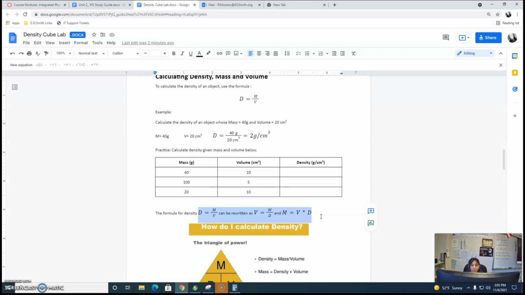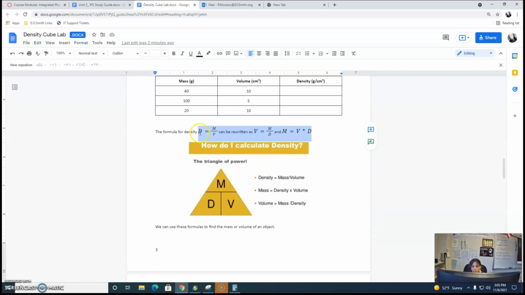Okay? And depending on what we're trying to find, we're always going to work with these three things: density, mass, and volume. Those are our three variables. Depending on which one we're looking for, we pick the right version of our formula. Okay, so this is just to make it easy for ourselves to find what we're looking for, but really, truly it is the same formula.